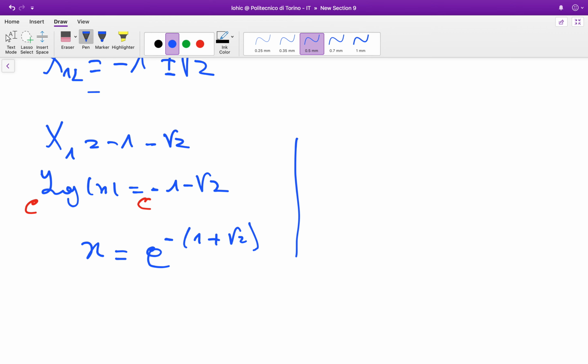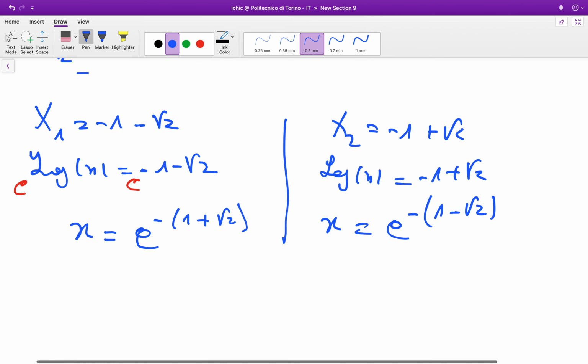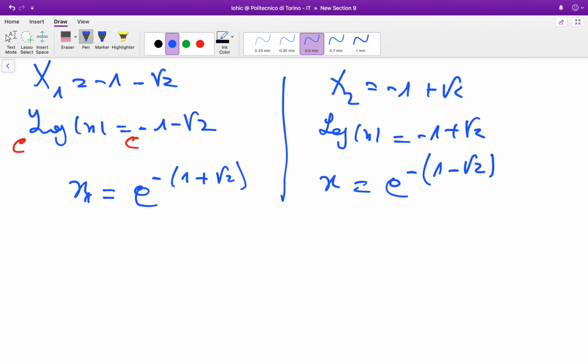On the other side, we get that x2 is minus 1 plus root 2. So the logarithm of x is minus 1 plus root 2, and applying the exponential, we get x equal to the exponential of minus, if I factor out the minus, I get 1 minus root 2, right? Okay, so these are the roots x1 and x2.